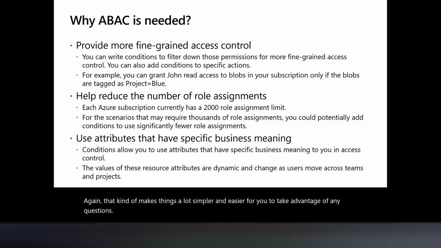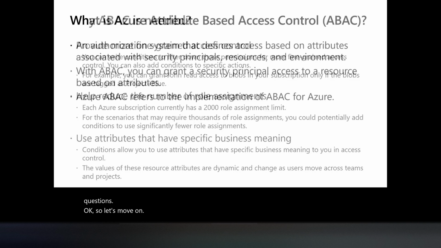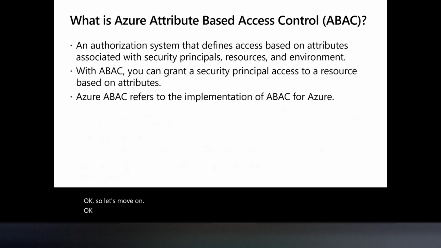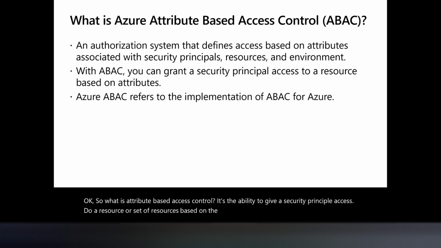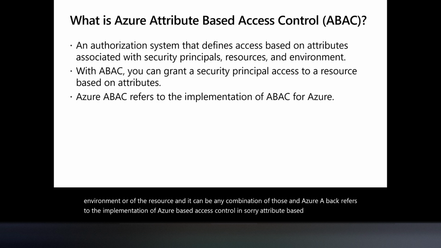Okay, so let's move on. What is attribute-based access control? It's the ability to give a security principal access to a resource or set of resources based on the attributes of the security principal, of the environment, or of the resource, and it can be any combination of those. Azure ABAC refers to the implementation of attribute-based access control in Azure.